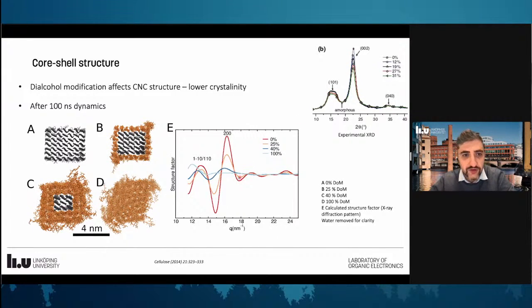And so we have, due to the oxidation of the cellulose, more or less the same trends from the simulation. We see the corresponding peaks in native cellulose, and when we increase the degree of modification, these peaks become less and less pronounced. And at 100% degree of modification, we have something which looks quite amorphous.